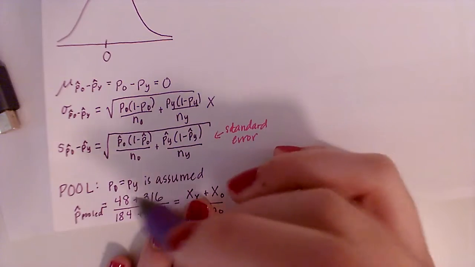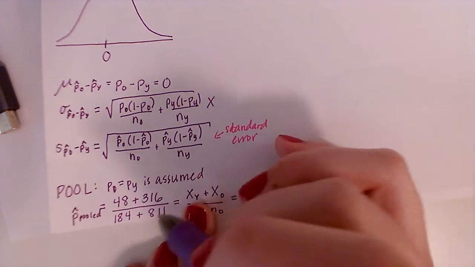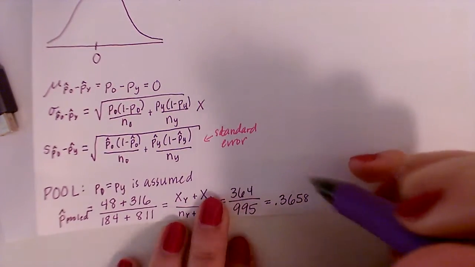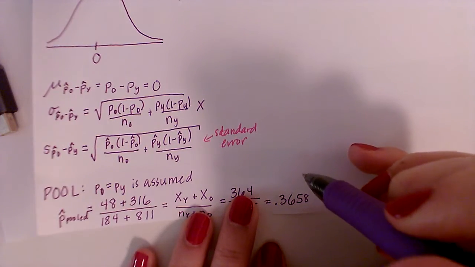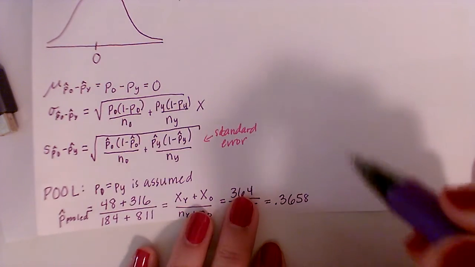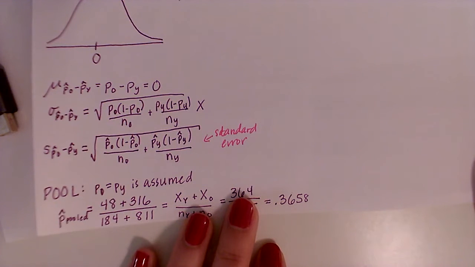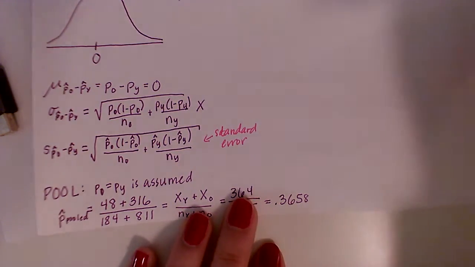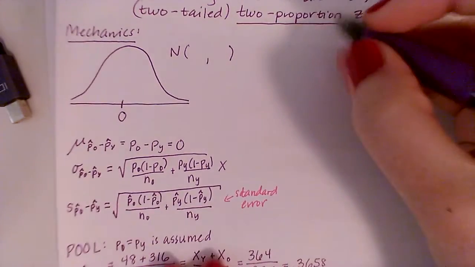We're combining the number of successes and the two sample sizes together, and what we get in our calculator is 0.3658. And that is just the sample pooled, okay? And that's the number that we're going to use when we go to find out what the standard error is. Okay, so I'm going to come back up here and I'm going to go ahead and do the standard error.